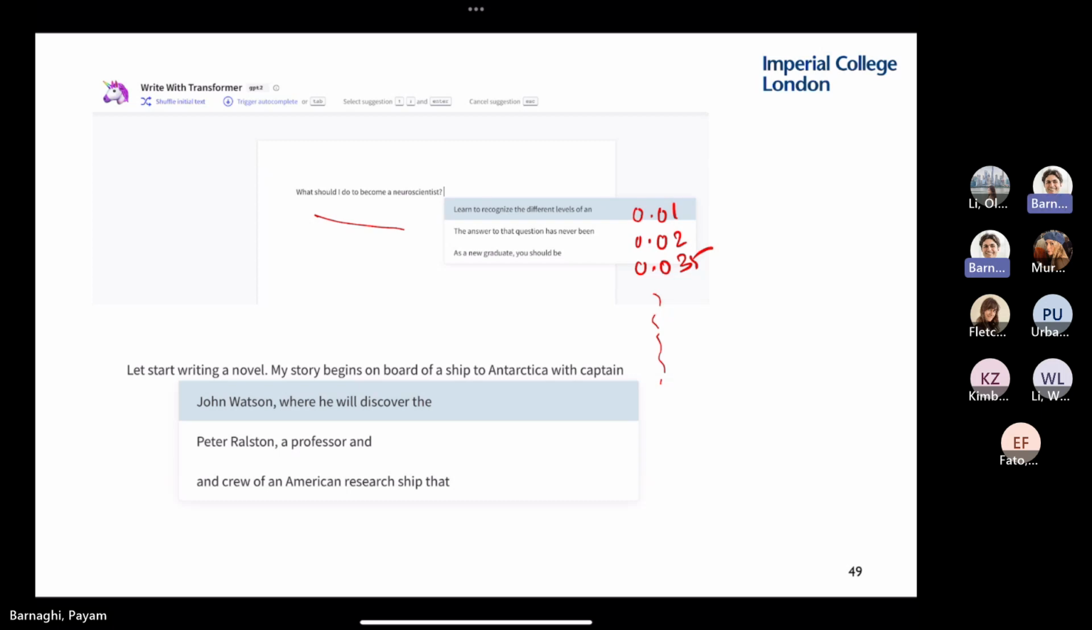And let's start writing a novel. My story begins on board of a ship to Antarctica with captain, and then it starts looking at what has come across, like what seems to be a better context for this. And a crew of an American research ship. One thing you also have to remember is that these models, if they are not trained carefully, could be plagiarizing, consciously or unconsciously. Actually, they're taking the entire syntax from a text. It seems to me it could be just a syntax from somewhere.